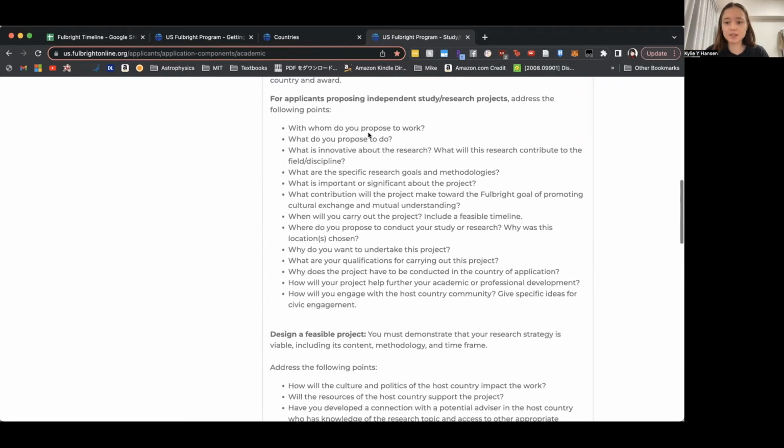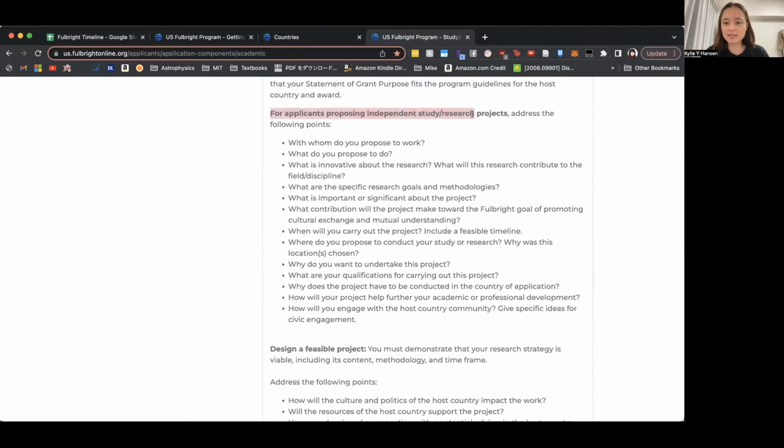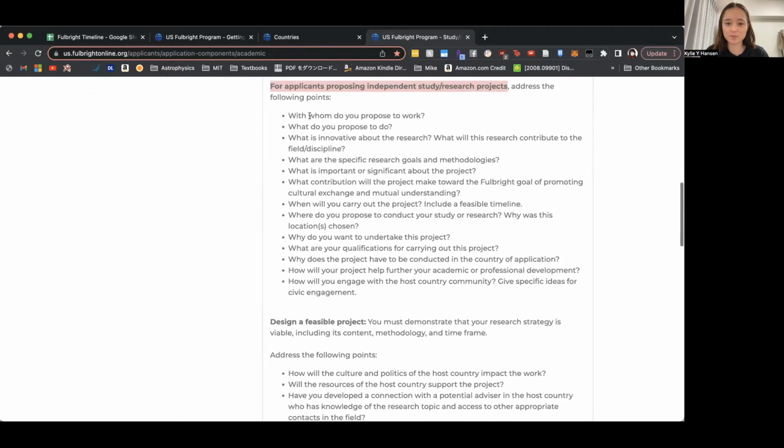Okay, so here we go, for applicants proposing independent study and research projects, you will address the following points. With whom you are working, basically your mentor. What do you propose to do? What are you going to do for your research? What is innovative about the research, and what will the research contribute to the field/discipline? What is the new thing you're striving for? What are the specific research goals and methodologies?